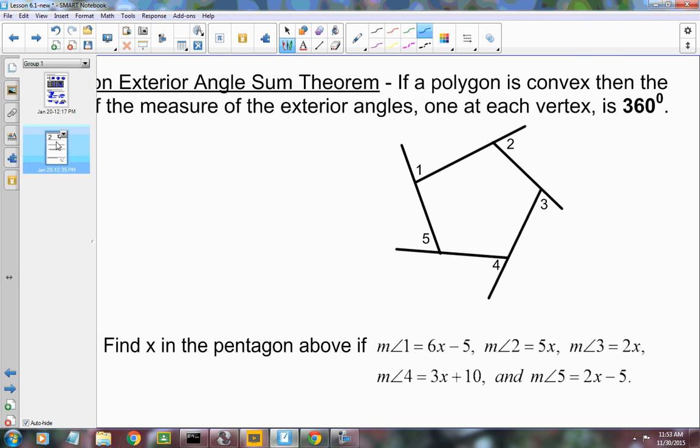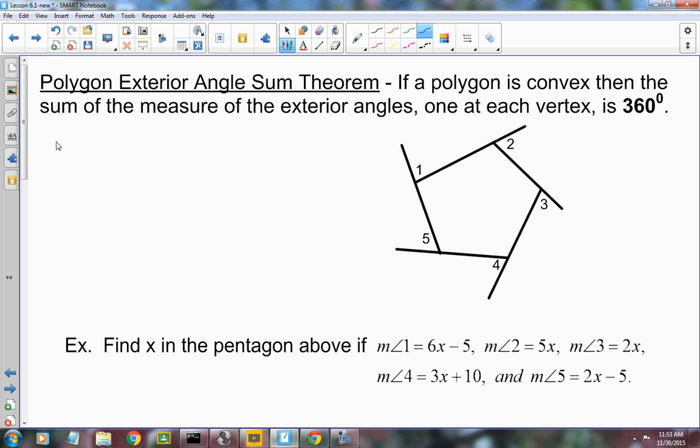Okay, now, the polygon exterior angle sum theorem. Put a little star by this one, it's important.